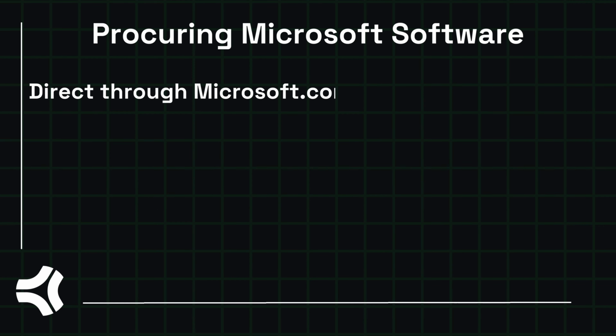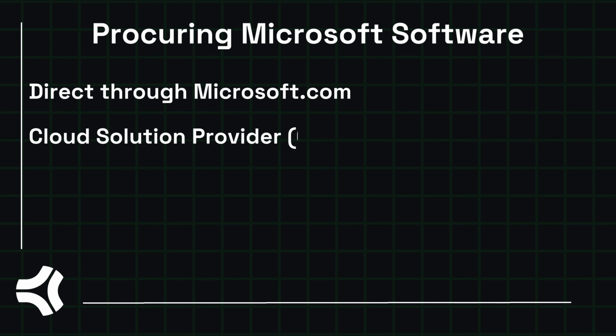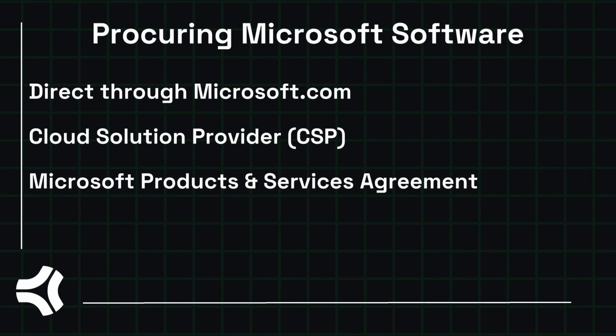So without further ado, let's dive in and talk about the various options that Microsoft makes available when licensing their products. The four most common ways of buying Microsoft software are direct on Microsoft.com, working with a channel partner for cloud solution provider licensing, MPSA, or Microsoft Product and Services Agreement, and finally, an Enterprise Agreement, or the EA. All of these have their own strengths and benefits and weaknesses, and we'll touch on the highlights of each one in the rest of this video.